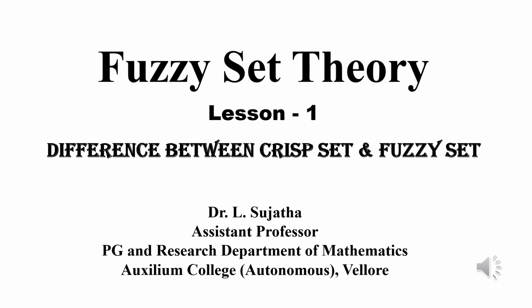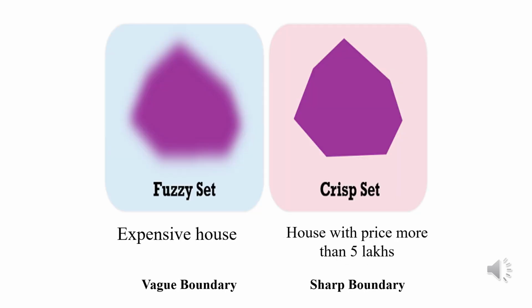In this lesson, we are going to see the difference between crisp set and fuzzy set. Fuzzy set has vague boundary, whereas crisp set has sharp boundary. Example for fuzzy set is given as expensive house. Here expensive gives us vagueness because the range is not mentioned.